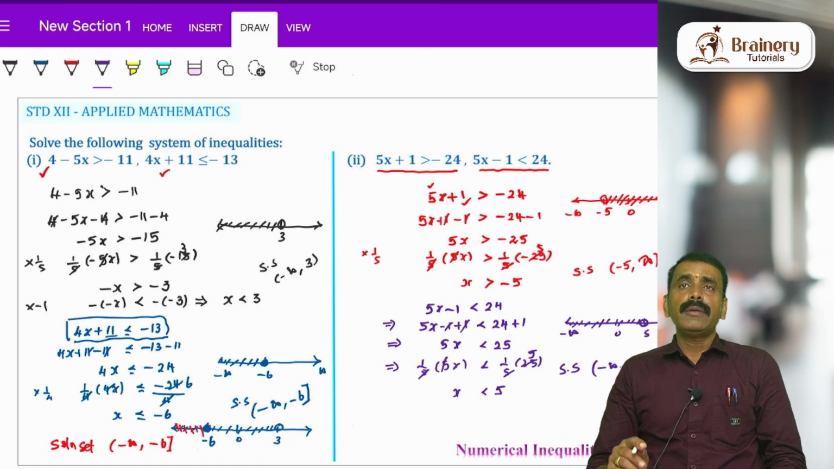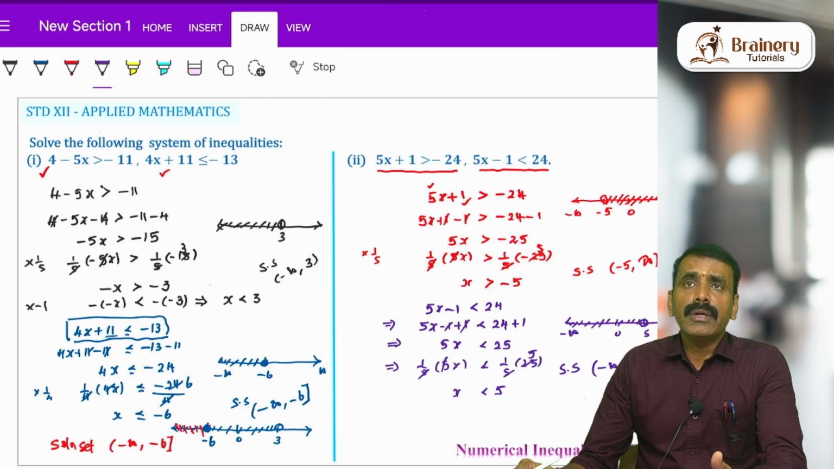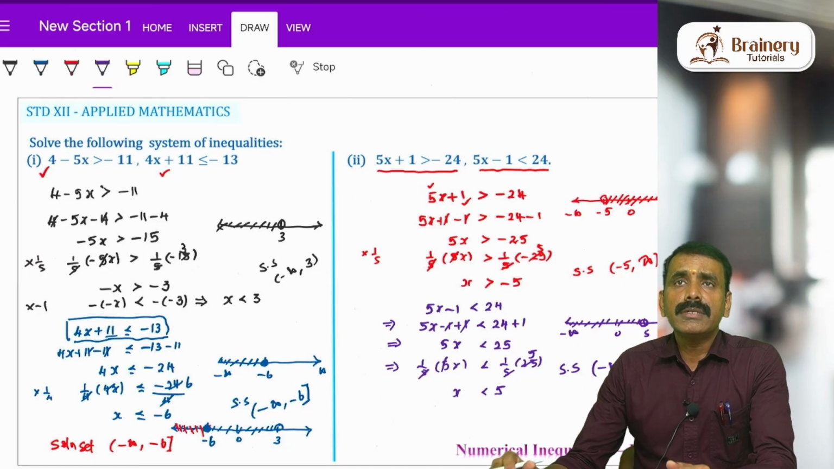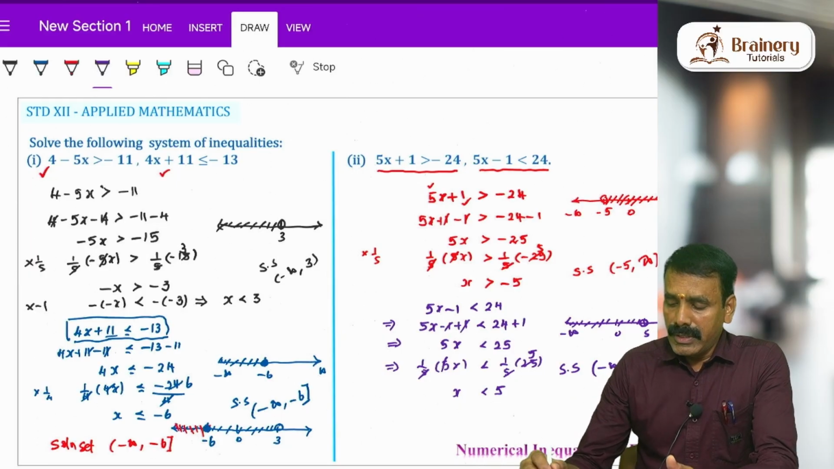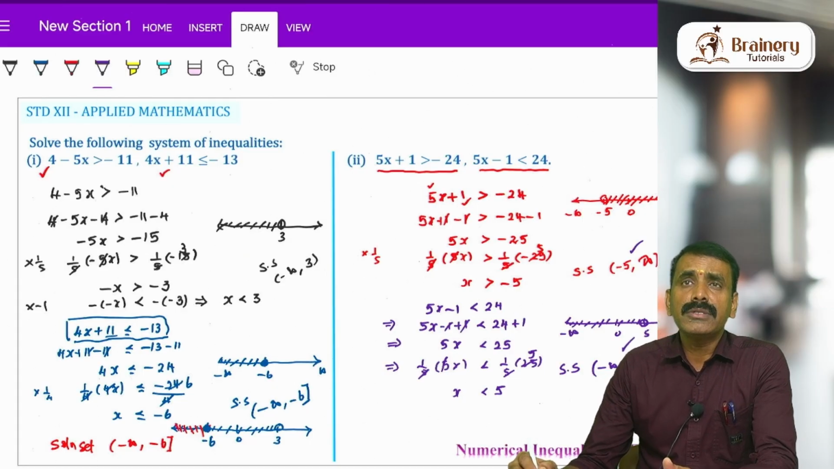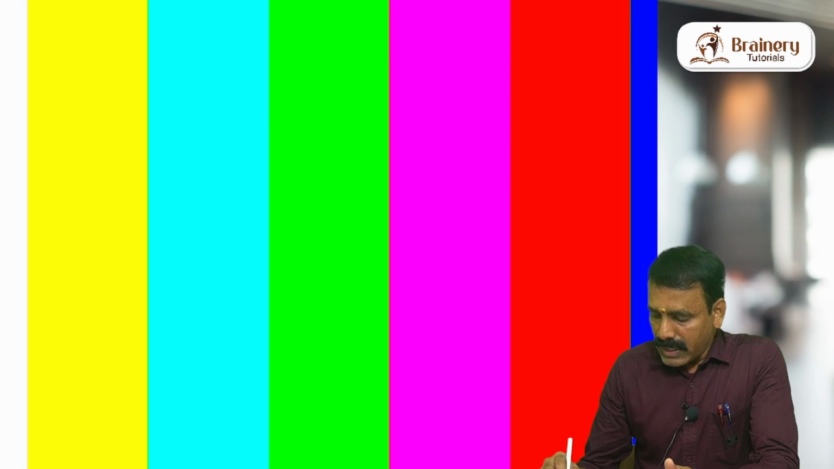Now we have to find the solution set for the system of linear inequalities. I already told you that the solution for the system will satisfy the set of inequalities. So here we have a solution set, and here another solution set. We have to find the common solution set, the common value of x which will satisfy the first inequality as well as the second inequality. So we try to combine these two answers.